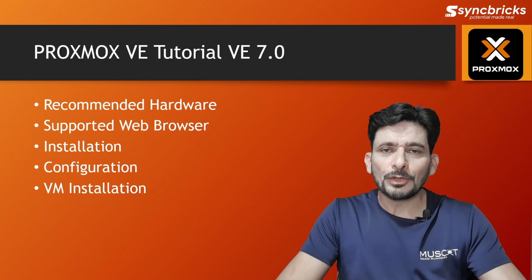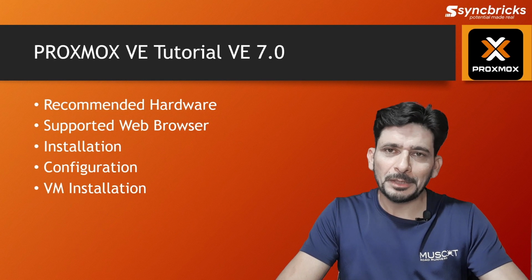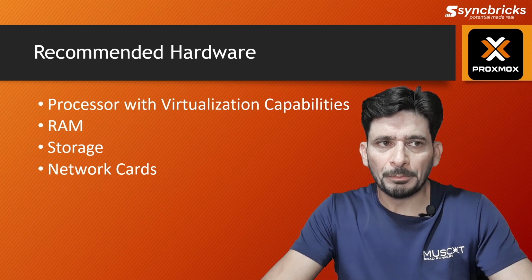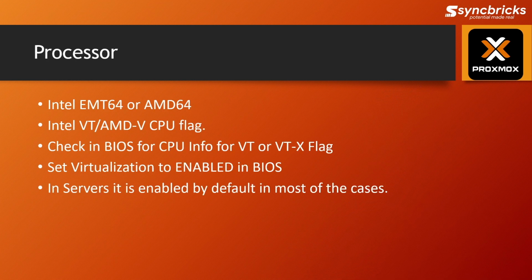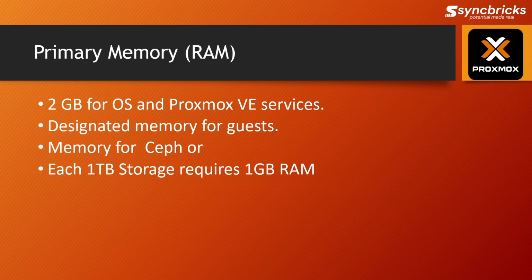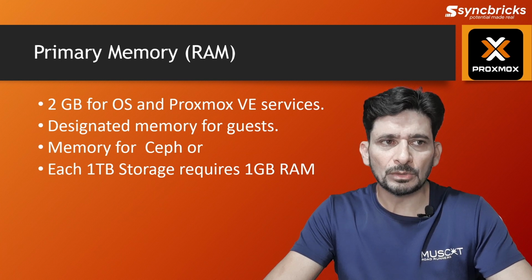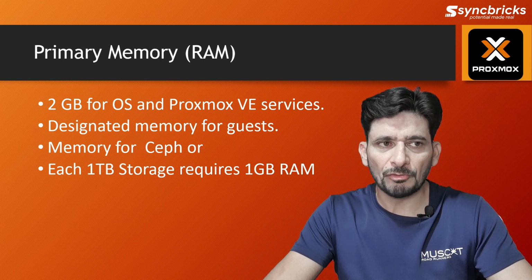Before I dive into the installation of my server, let me tell you the recommended hardware. The processor must be 64-bit. In the BIOS settings, you need to enable the VT or VT-x flag. In most servers today, and even in the server that I have got, the virtualization environment is already enabled by default. Minimum RAM is 2 GB required for the operating system, and for every 1 TB of storage, you need a minimum of 1 GB of RAM.